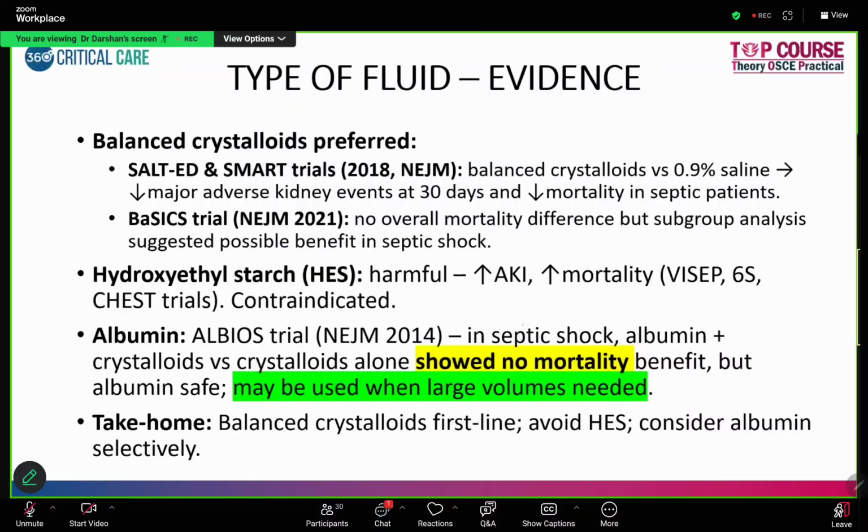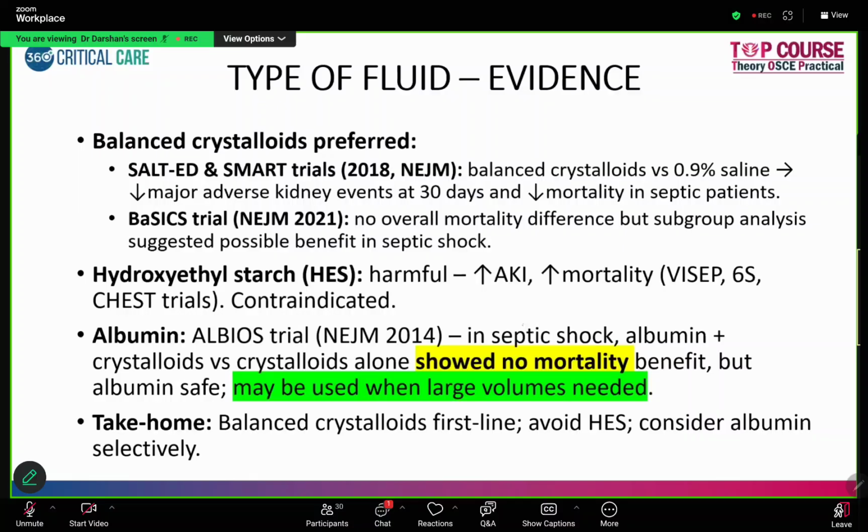The next evidence that you have to mention is that starches, especially the colloids, have a harmful effect based on the VISEP trial, the Scandinavian 6S trial, and the CHEST trial, and that is the reason they are contraindicated. Then there will be talk about albumin, so we cannot leave albumin. Majorly, they will focus on this. The ALBIOS trial did not show any mortality benefits. Only thing is, even in SSC guidelines, they say if there is a large volume resuscitation happening, then you can think about using albumin.